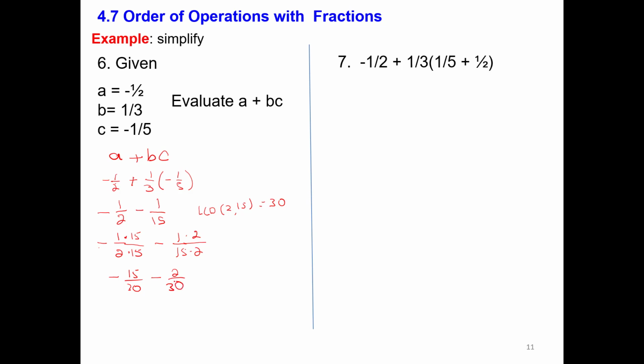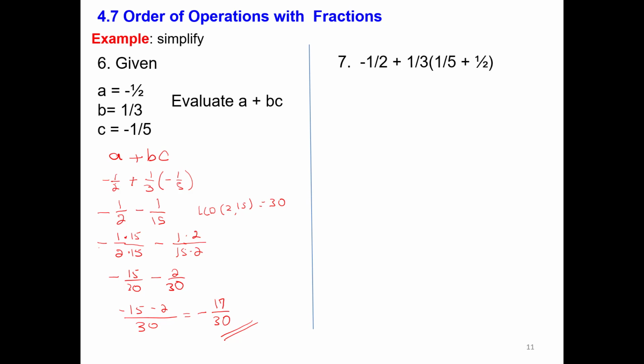Now we have a common denominator, so we keep the same denominator and add the numerators together. Because both are negative, we keep the sign, and it will be negative 17 over 30. Because this is a proper fraction, we cannot reduce it, and we don't need to write it as a mixed number. This is the answer, negative 17 over 30.